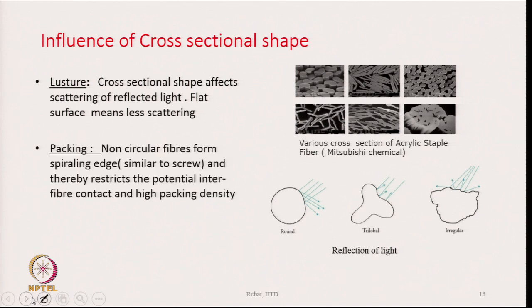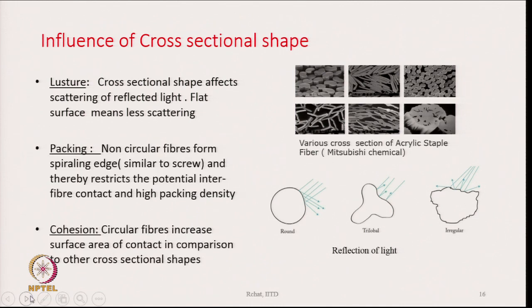So, there are many properties which are affected by the cross-sectional shape, and they have been listed there. Now, if we look at the lustre part specifically, lustre depends upon the reflection of light as shown here. So, we have seen 3 different cross sections and the way the light rays, after falling on it, are reflected back. If, while the light falls, it gets scattered, then the lustre value will go down.